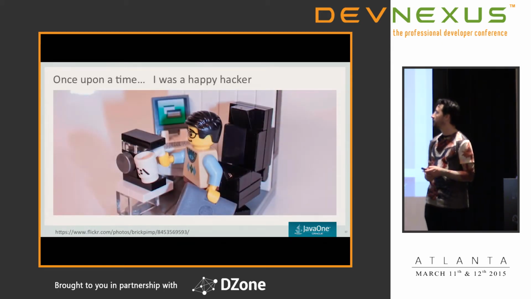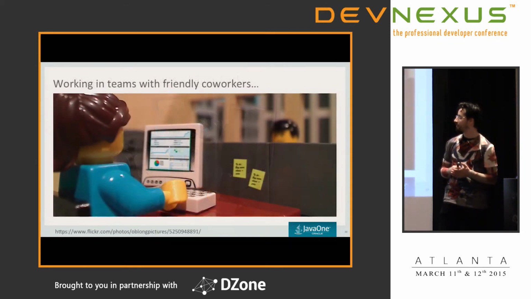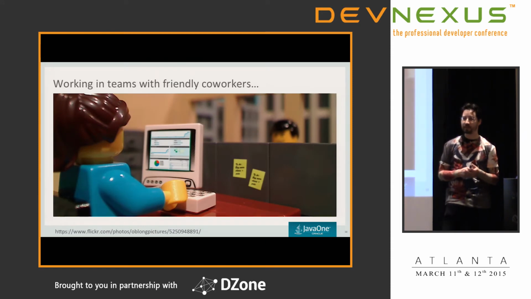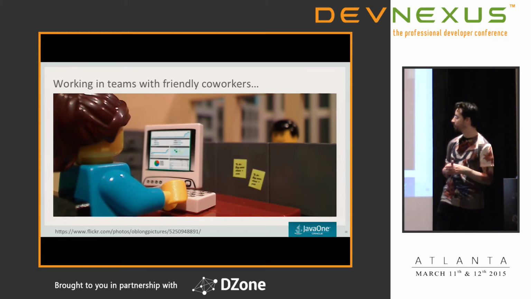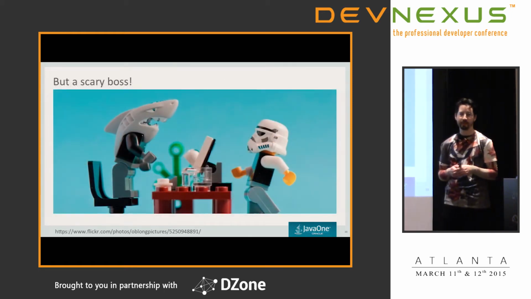So I used to just be a happy coder, doing my thing, oblivious to the world, just wanted to get my coffee. And I worked in teams where we were pretty good. I always had pretty good coworkers and smart people to work with, and got along quite well with my colleagues. But it's a little scary boss.